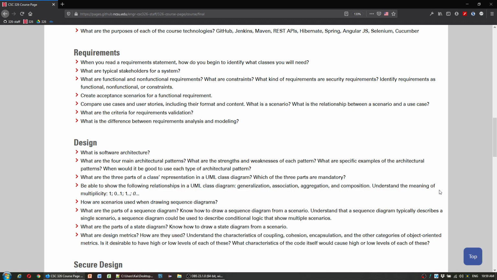So the first thing, how do we start identifying what classes we're going to need from a requirement statement? Well, for the most part here, we're working with object-oriented programming, so it is classes we care about. And typically you can turn nouns that are present in a problem statement into classes that are going to exist in the system.